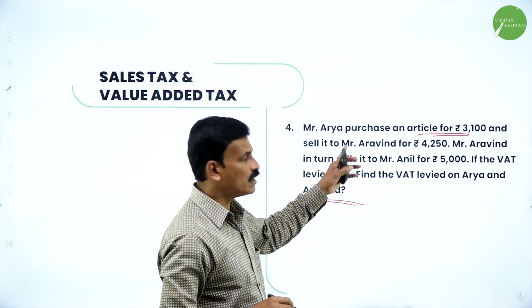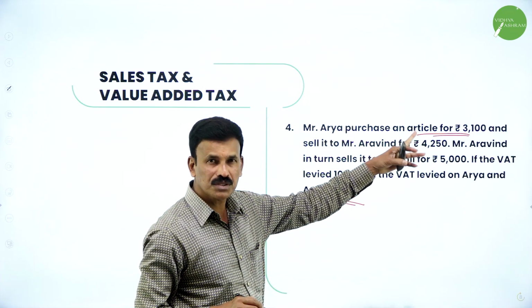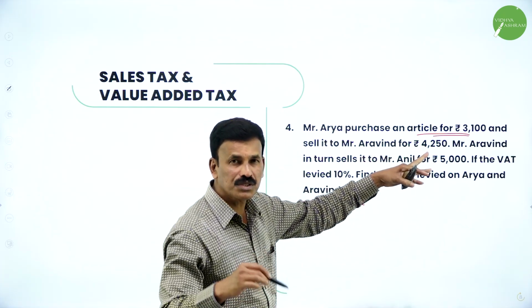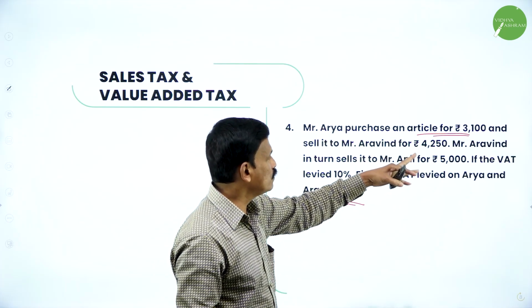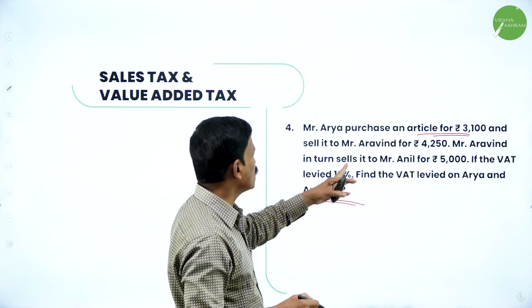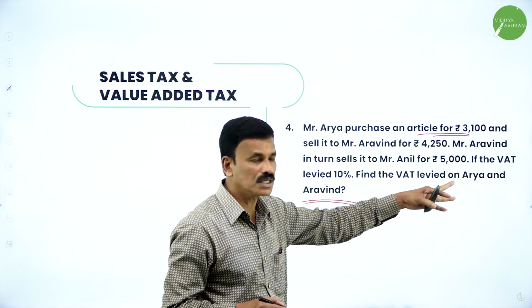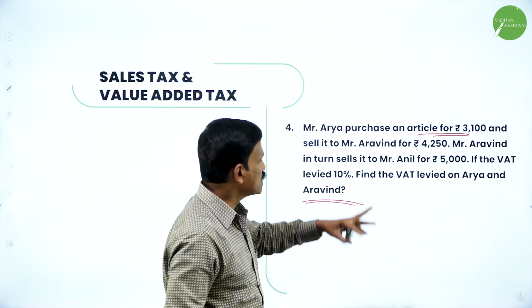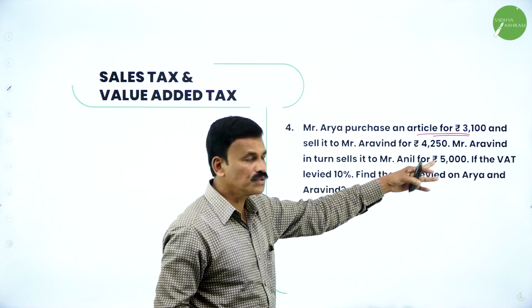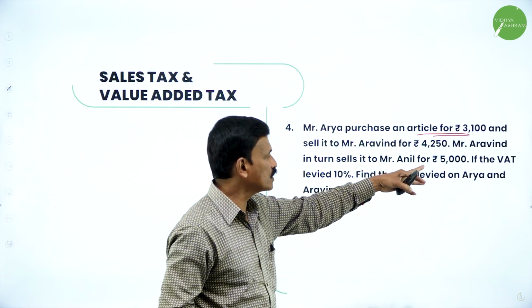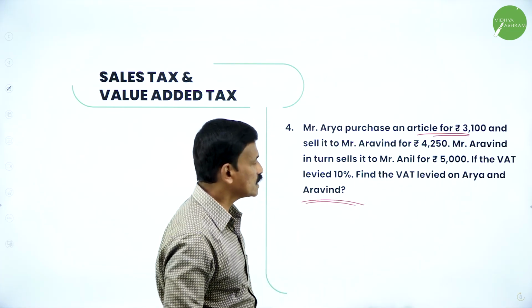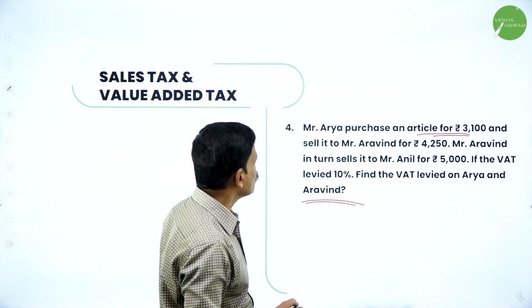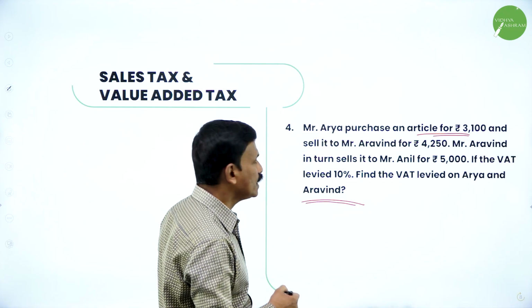So, Mr. Arya purchases an article for 3,100 and sells it to Mr. Arvind for 4,250. Again, Mr. Arvind will sell the same article to Mr. Anil for 5,000. So, the first person will purchase for 3,100, then sell it to the second person for 4,250, and the second person will sell it to the third person for 5,000. If the VAT levied is 10%, find the VAT levied on Arya and Arvind.